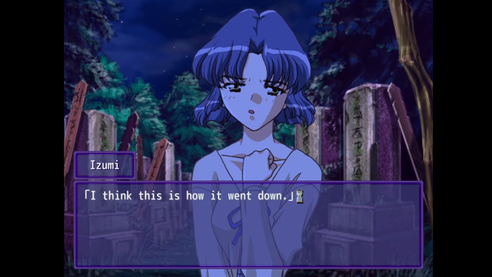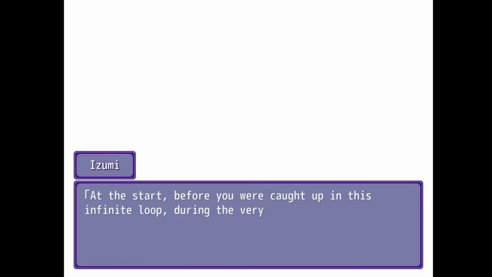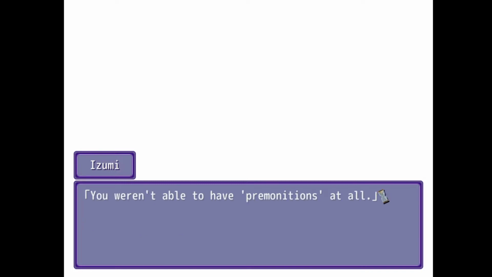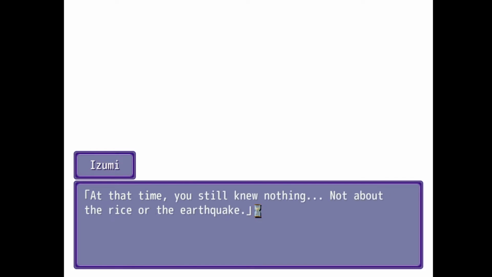Exactly, you have to lie first, right? I think this is how it went down. At the start, before you were caught up in this infinite loop, during the very first series of 6 days that you experienced, you weren't able to have premonitions at all. At that time, you still knew nothing about the rice or the earthquake.